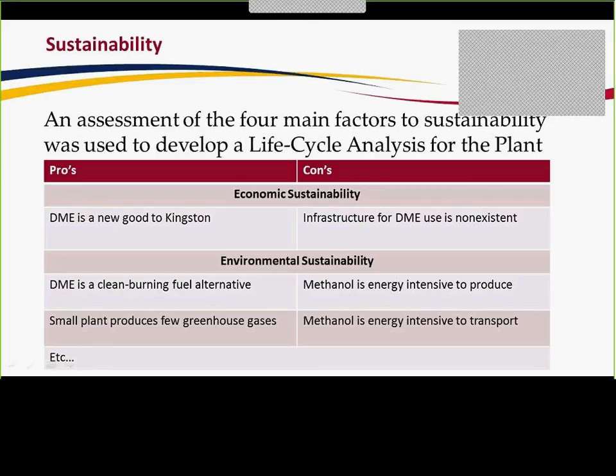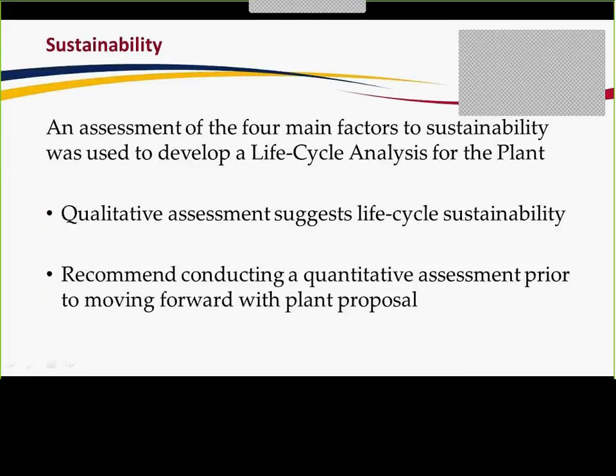So for example, some of the pros have to do with DME being a clean burning fuel alternative. However, some of the cons for environmental sustainability have to do with the production of methanol and transport of methanol as well. So based on this qualitative assessment, it does suggest that the life cycle of this plant is sustainable. However, we haven't looked at the quantitative values of these sustainability factors, and that could be an impact moving forward with the plant.